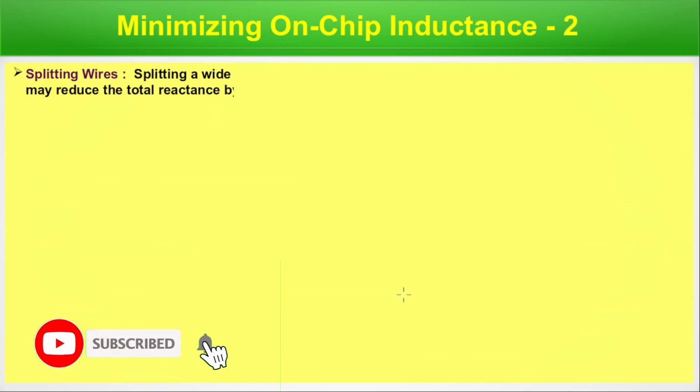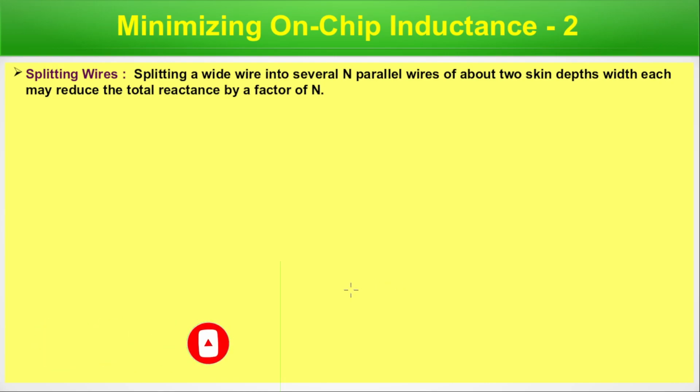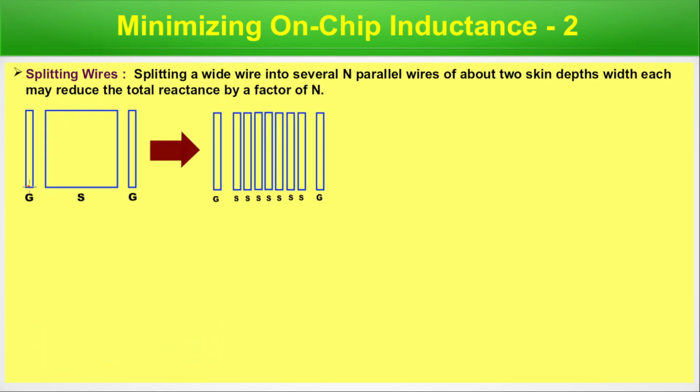Splitting of wires. These are two ground paths, and this is the signal wire. Splitting a wide wire into several n parallel wires of about 2 skin depths each may reduce the total reactance by a factor of n. That's one method. Another method is a continuous power or ground plane.